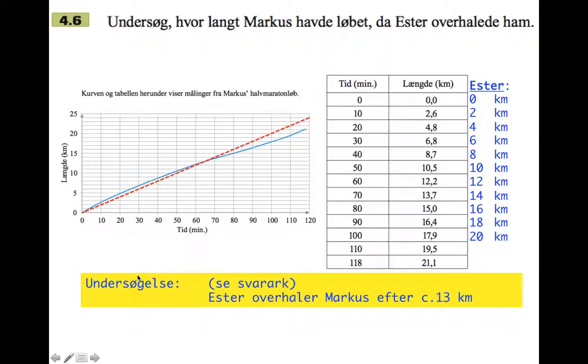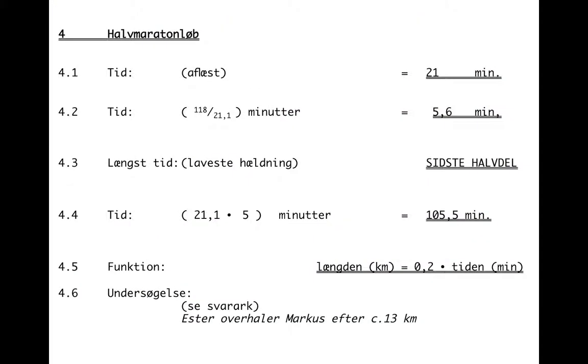So I've written investigation, see the answer sheet, and then I would have all of this extra information clearly marked on my answer sheet that I hand in. Esther overtakes Marcus after about 13 kilometers. It's not enough just to give the answer. You need it backed up with this extra work on the answer sheet, which needs to be handed in and clear for the person marking it to see. So there it is in neat. And the marks are 3, 4, 4, 4, 3, 4.